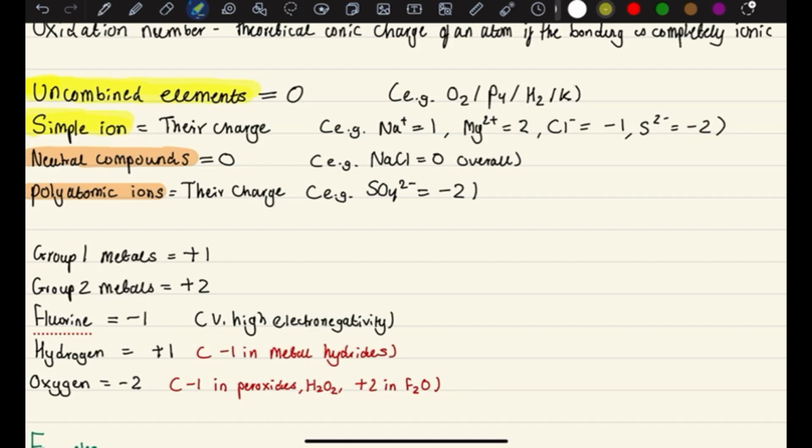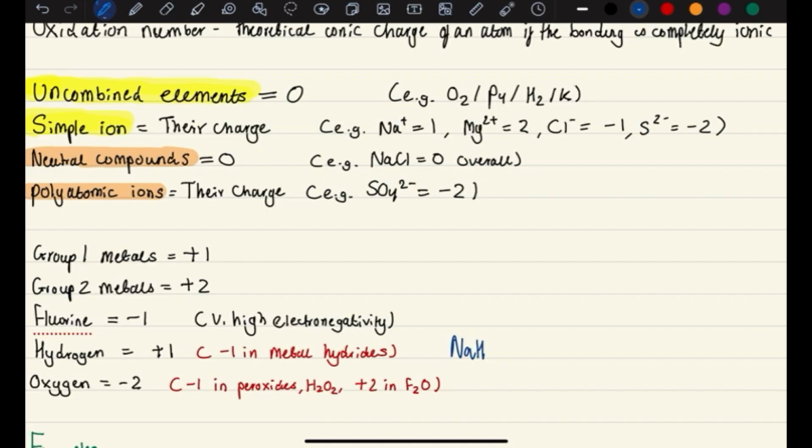Now let's think about hydrogen. Hydrogen typically is +1. As a rule of thumb, it's +1. But if you have a metal hydride, a common one is NaH, sodium hydride, that means the hydrogen is -1. So just be aware, that's an exception. Hydrogen is -1 in that case.